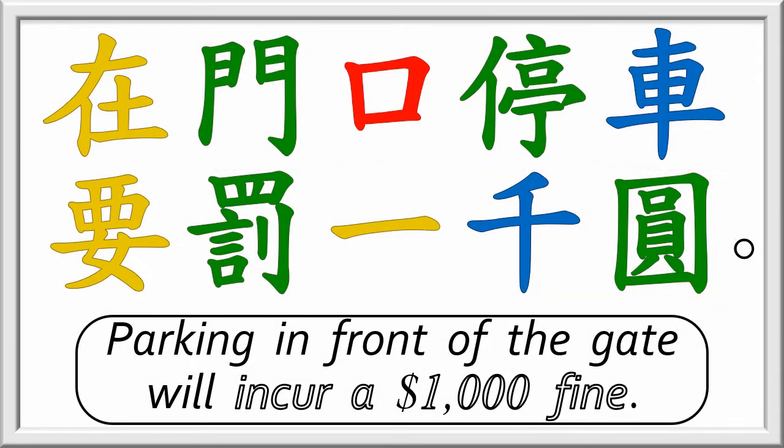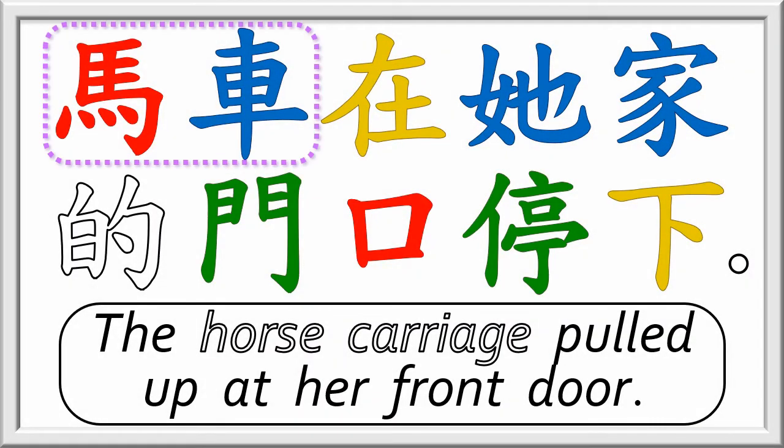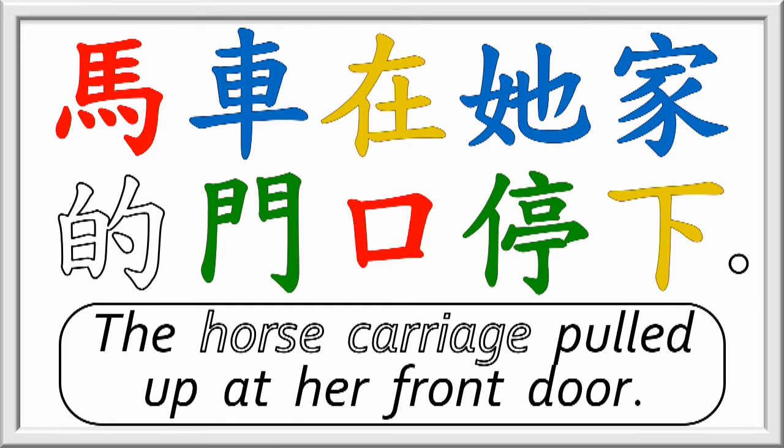在门口停车要罚1000元. Parking in front of the gate will incur a $1,000 fine. As you can see, to park a car is literally to stop a car, which is not the expression used for applying the brakes in an emergency. And here's an example from a novel. 马车在他家的门口停下. The horse carriage pulled up at her front door.